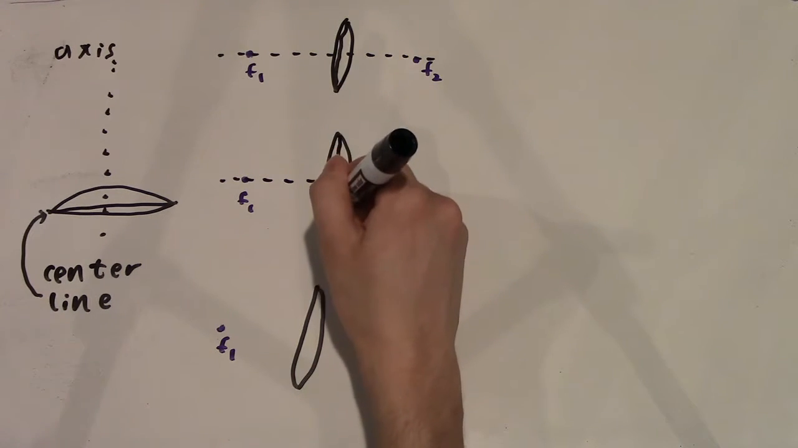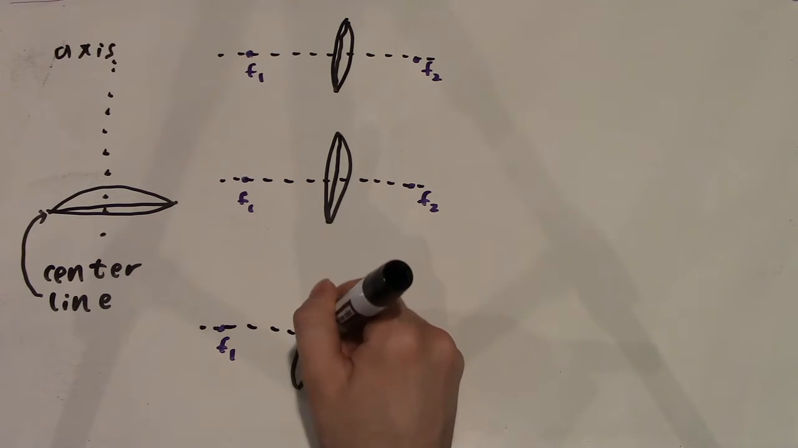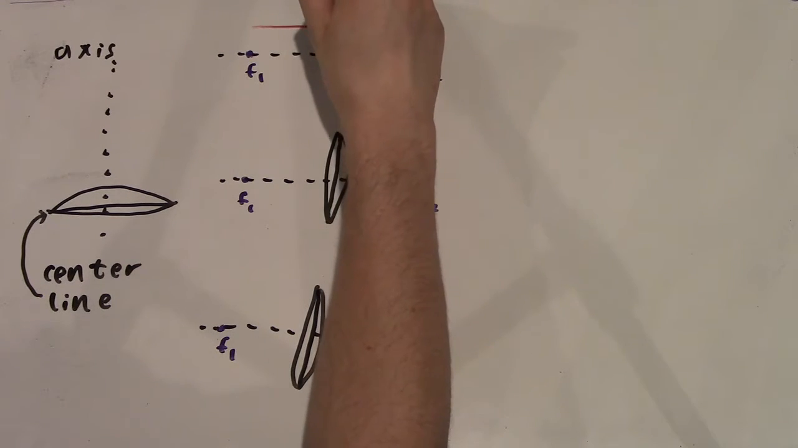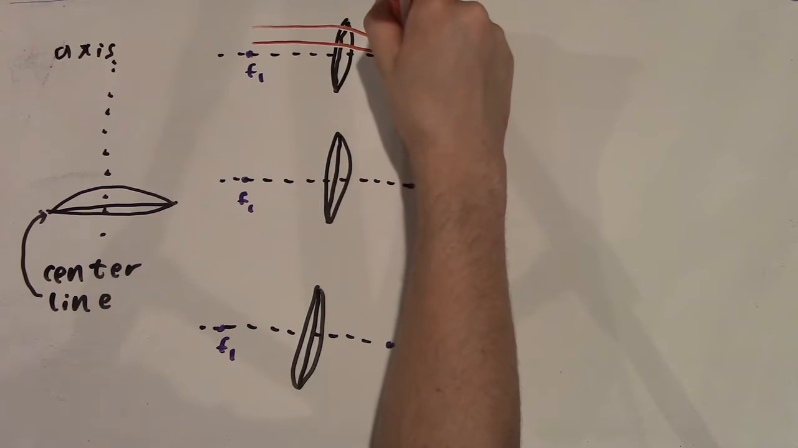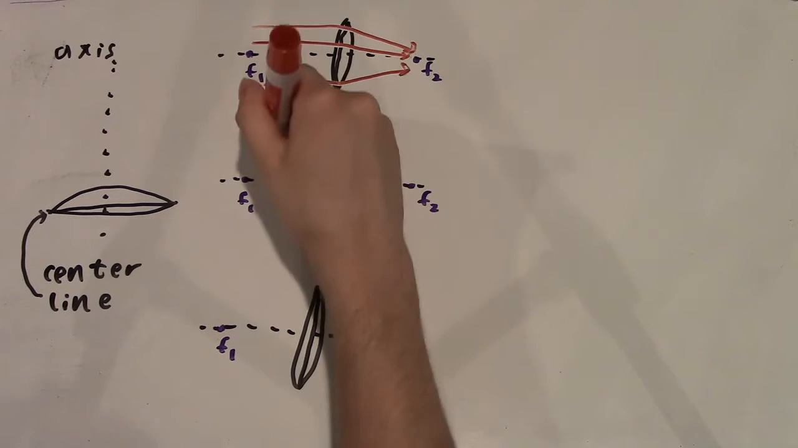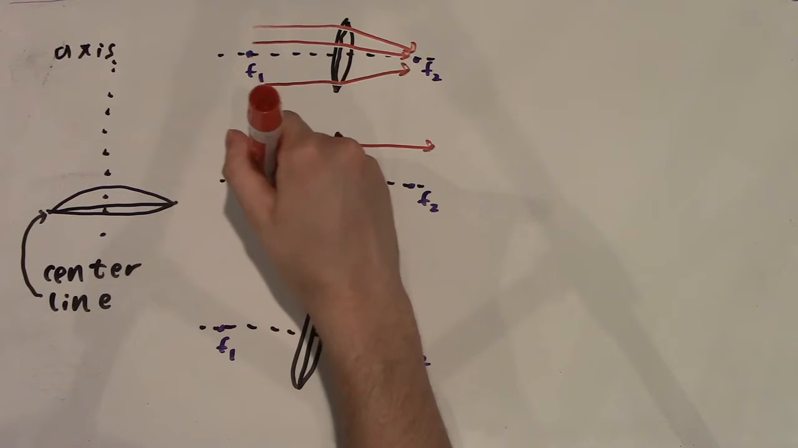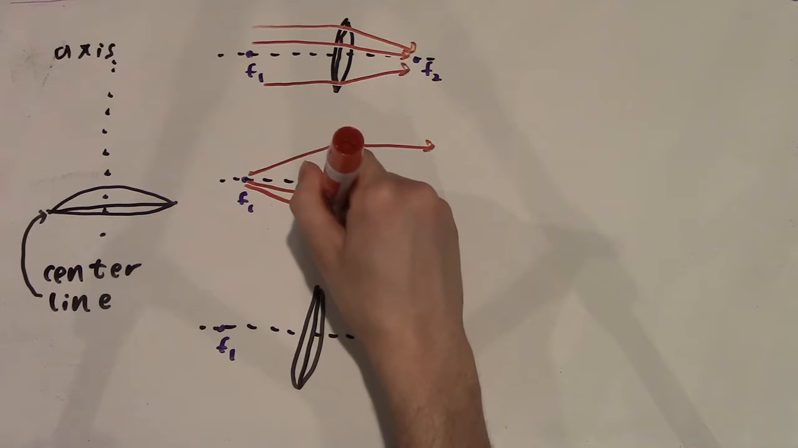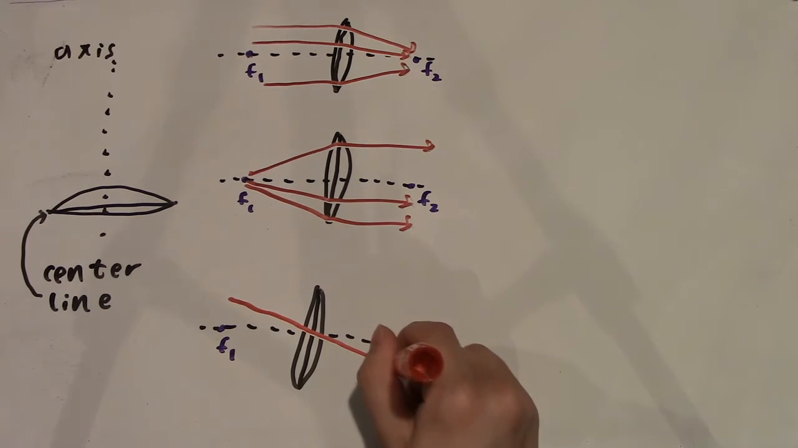Nevertheless, the first path goes from infinity, parallel to the axis, through the second focus. Since light paths follow a reversible process, the second path goes from the first focus to the lens, and then parallel to the axis. The third path just passes straight through the center of the lens. At that point, the sides of the lens are approximately flat, so the light isn't distorted at all.